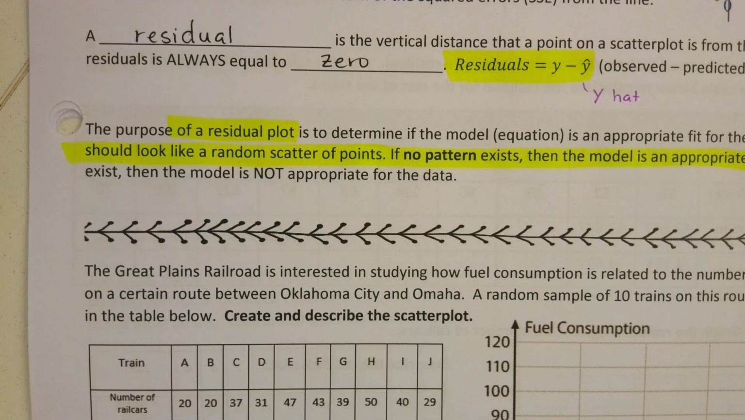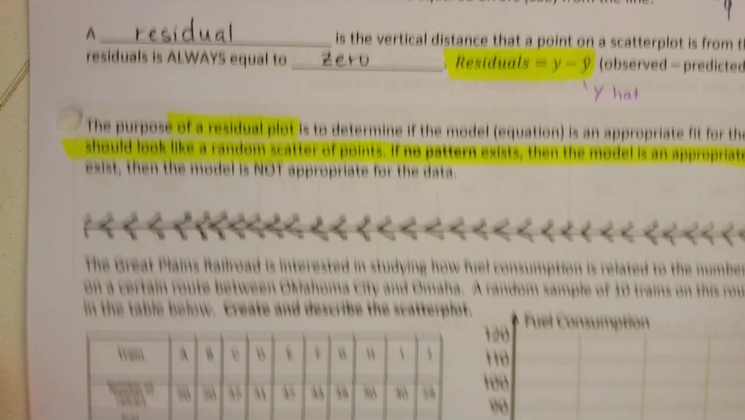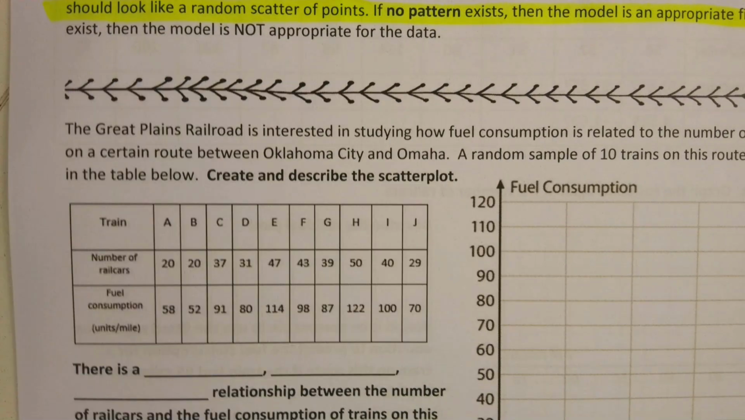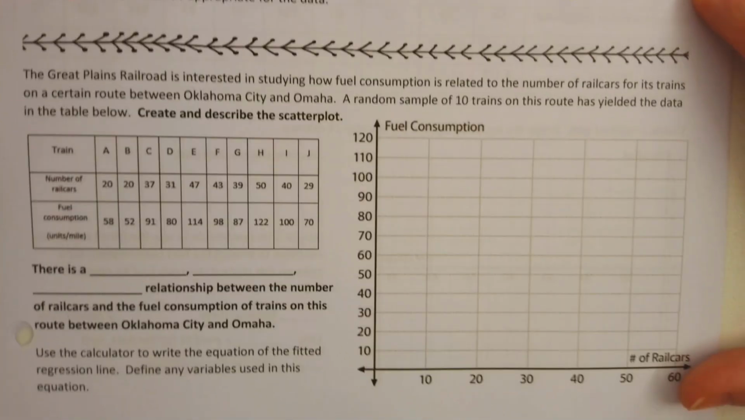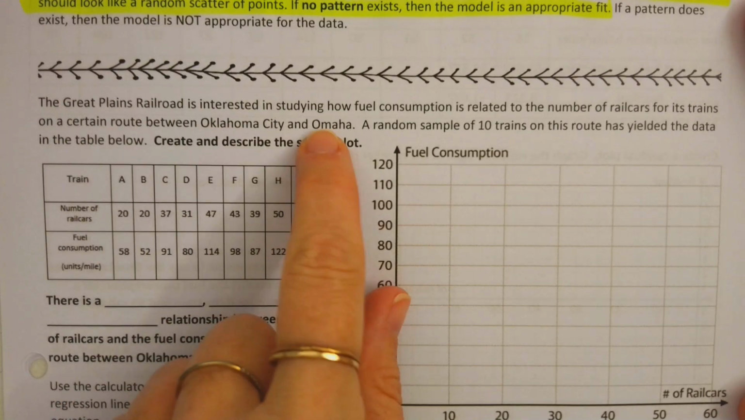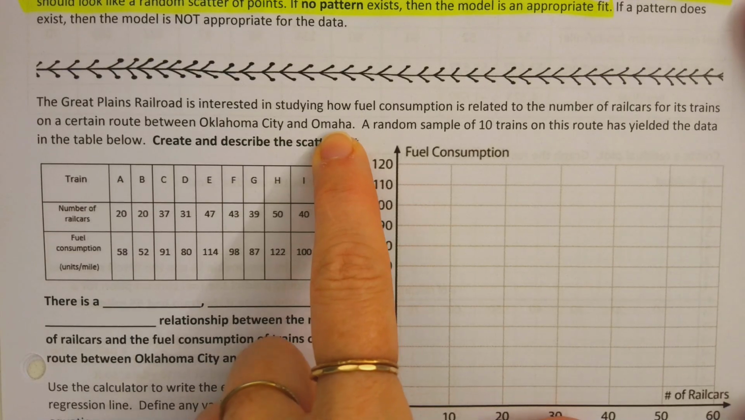Okay, first thing we're going to do is just make a regular old scatter plot like you learned how to do in 6th grade. But let's read this word problem first. The Great Plains Railroad is interested in studying how fuel consumption is related to the number of rail cars for its trains on a certain route between Oklahoma City and Omaha. What state is Omaha in?